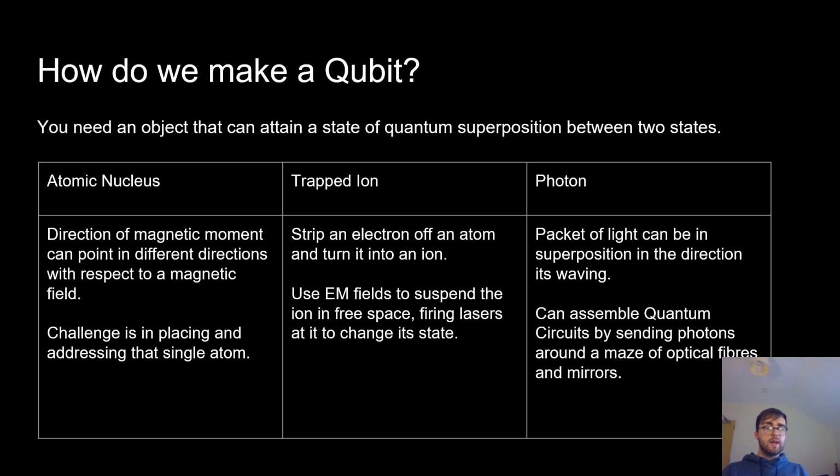There's also a trapped ion quantum computer, which is basically you strip an electron off of an atom and turn it into an ion, and then you use electromagnetic fields to suspend the ion in free space and fire lasers at it to change its state. And then you can have a photonic quantum computer, which I find the most interesting, which is where a packet of light can be in superposition in the direction that it's waving, and you can assemble quantum circuits by sending photons around a maze of optical fibers and mirrors.